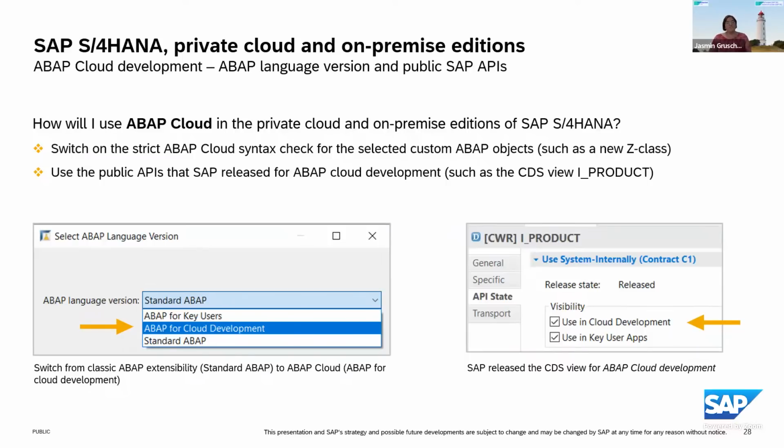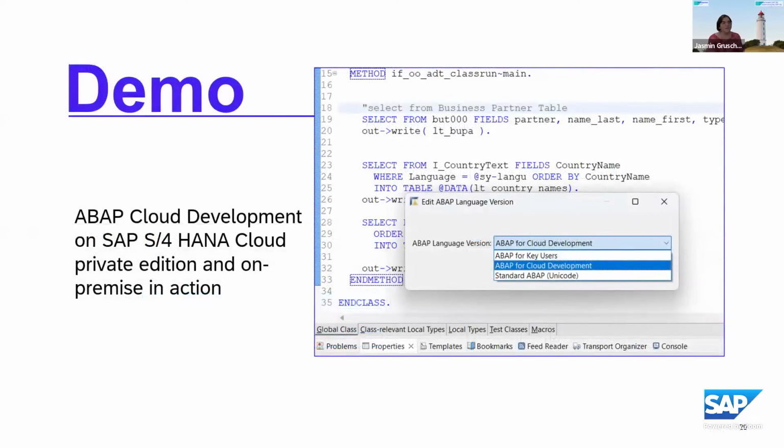With that language version, you do ABAP cloud development in on-premise, and you switch your development object to that language version. And then you basically develop like you would do in a public cloud environment, meaning you can only access released APIs from SAP side. And with that, you achieve the same interface between the SAP code and the custom code. And with that, Jasmin will show you how to do that.